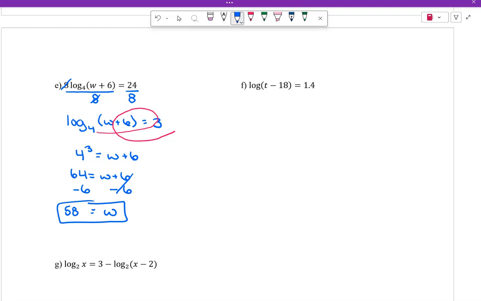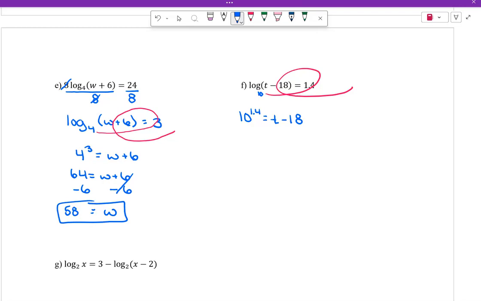Okay, let's look at this next one. So this one, we don't have anything on the outside of it. So we have log equals a number. So remember that that's an understood 10. So we can go make our e. So 10 to the 1.4 equals t plus 18.